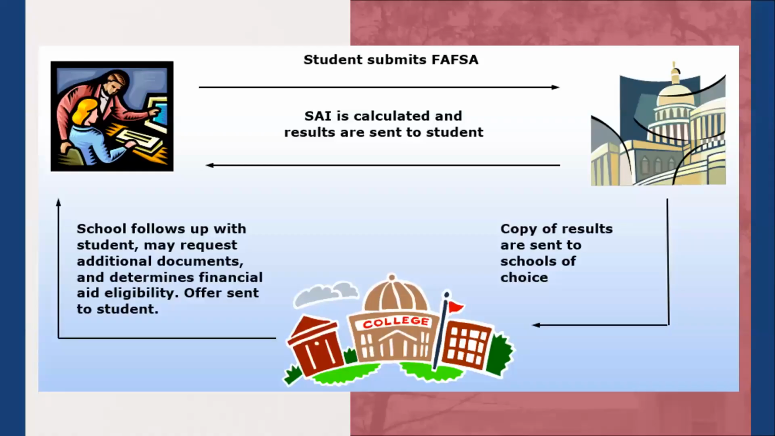The process of applying for financial aid involves the student submitting the FAFSA. Once the FAFSA is submitted, an SAI is calculated and the results are sent to the student. Copies of the results are also sent to the schools of choice that were submitted on the FAFSA. Once that is calculated, the schools will follow up with the student. They may request additional documentation, and they determine the financial aid eligibility. Offer letters are then sent to the student.